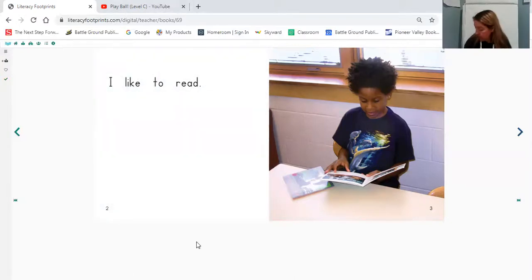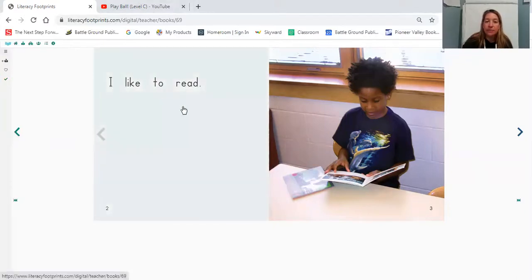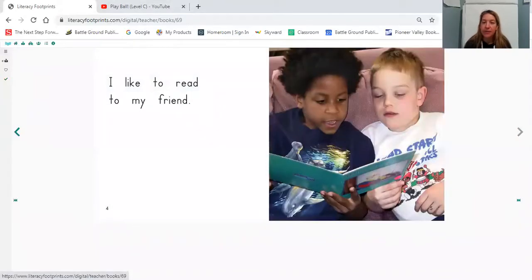Can you find our other word that we practiced today, the word to? Can you find the word to? Good, the word is right here. So what is this boy doing in this picture? He's reading, very good. Let's look on.